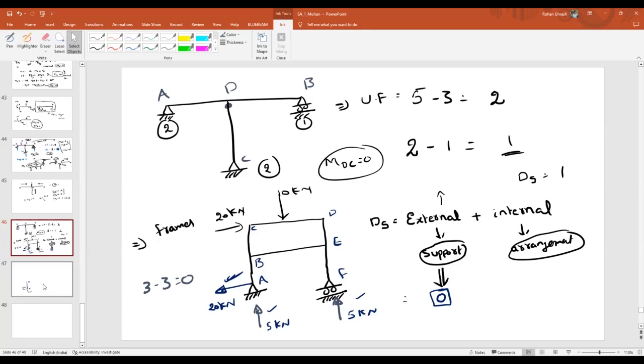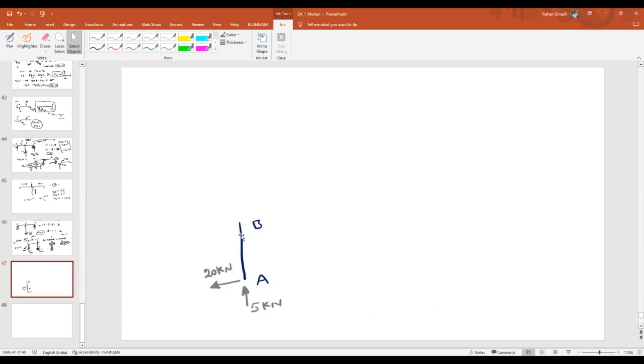So three will develop. Now tell me, by looking at the type of forces, two forces I can represent directly. There is a vertical force acting, 5 kilonewton. How can I balance it? Downward, 5 kilonewton. Any doubt?